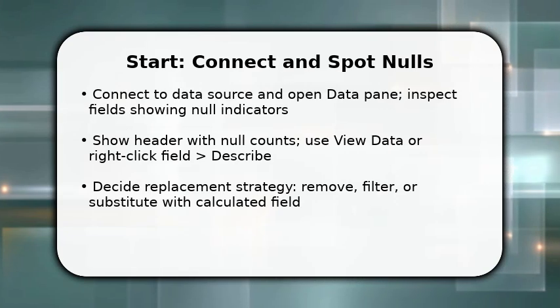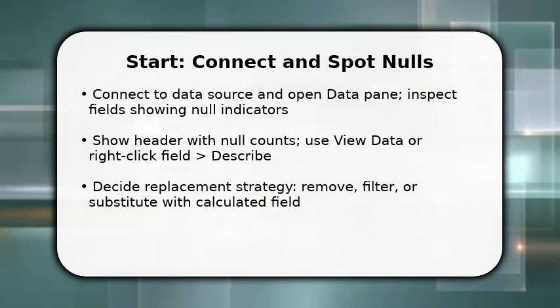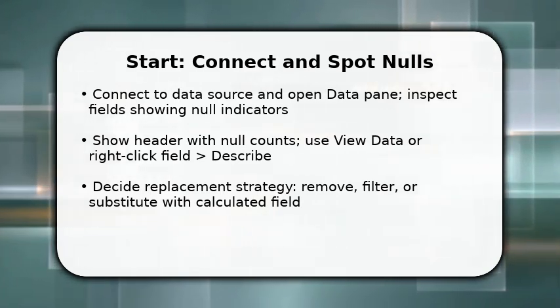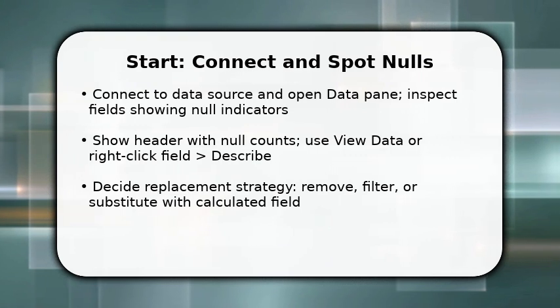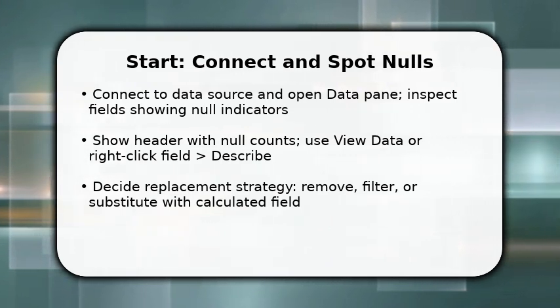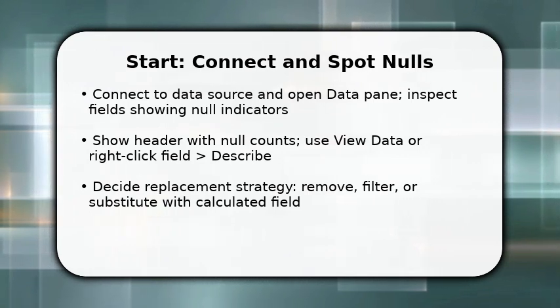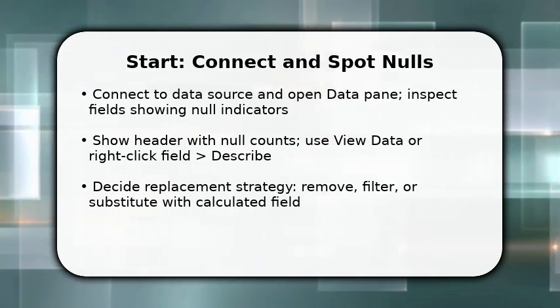You've connected to your data, so start by locating nulls in the data pane and in a sample view. Once you see null indicators, decide whether to filter them out, replace them, or create a substitute value. Begin now. Right-click a field to inspect values or open view data for counts.